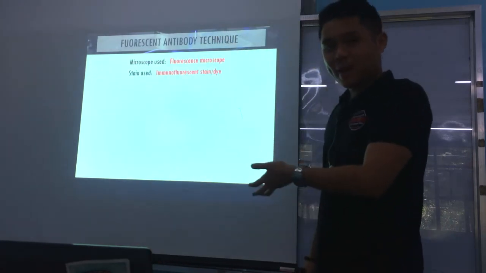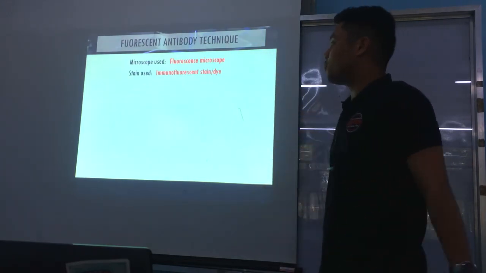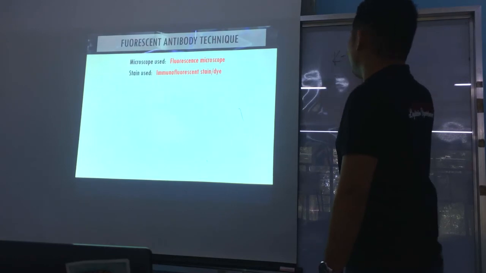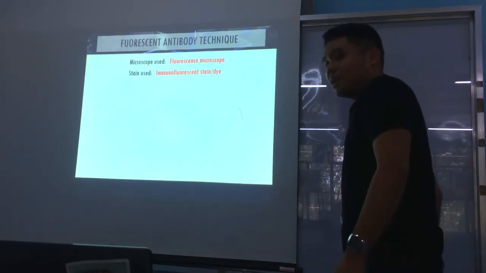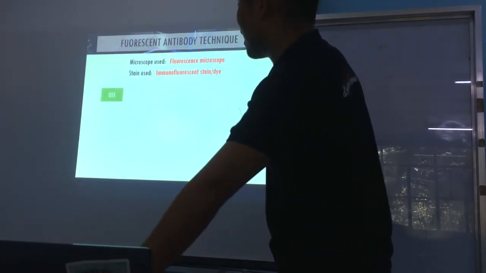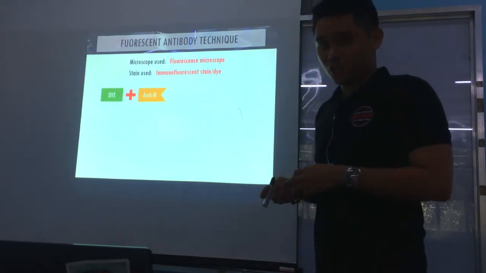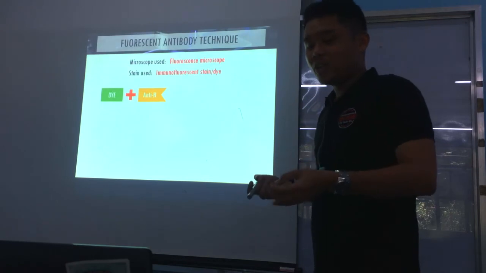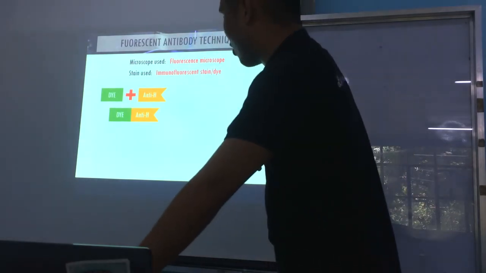We use again fluorescence microscope and we use an immunofluorescence stain for that. Since again it's immuno, we use antibodies and antigen pa rin. So what we do is your fluorochrome dye, we add siya sa anti-H, diba? Which is your antibody, okay? Against the flagellar H antigen. Now, ato na siya i-combine, okay?